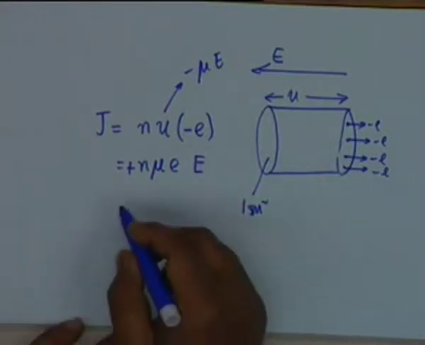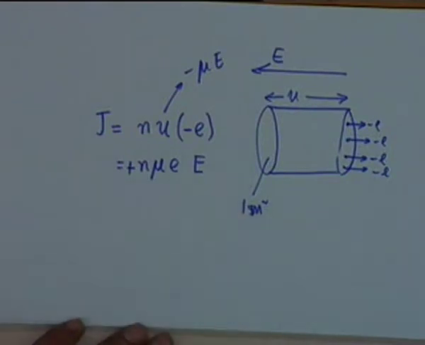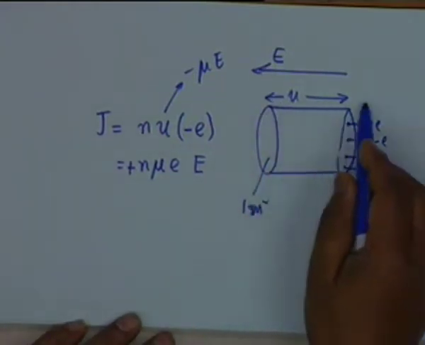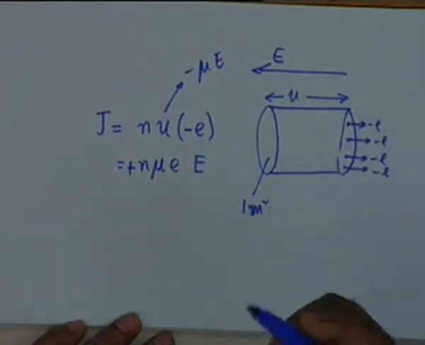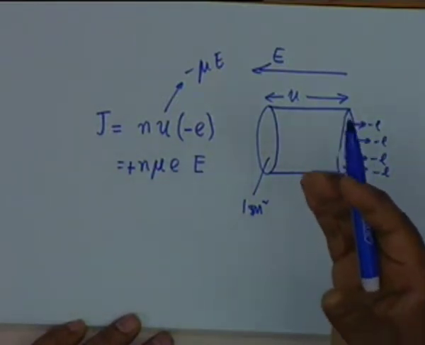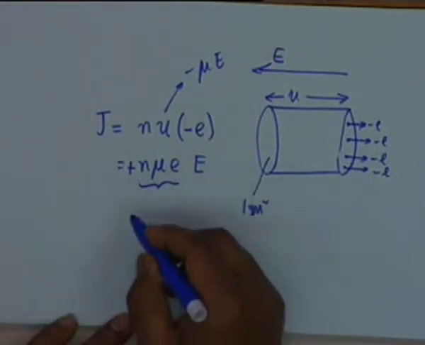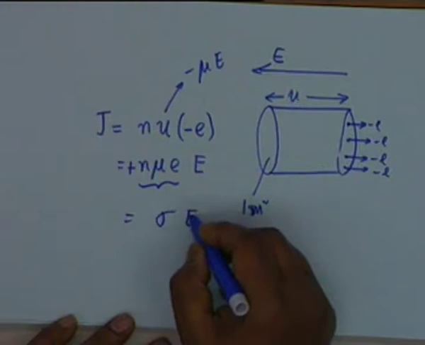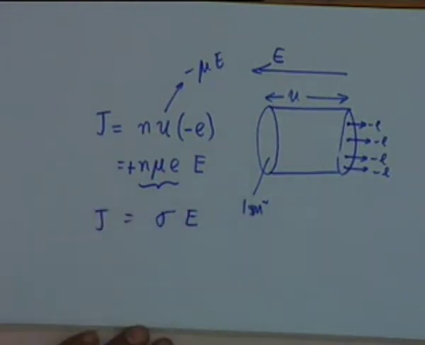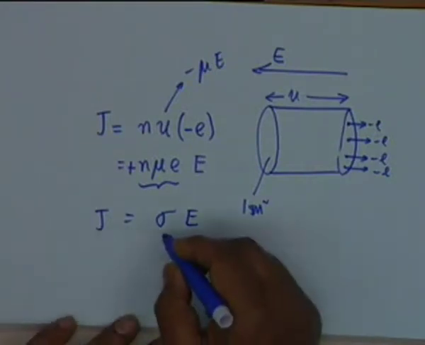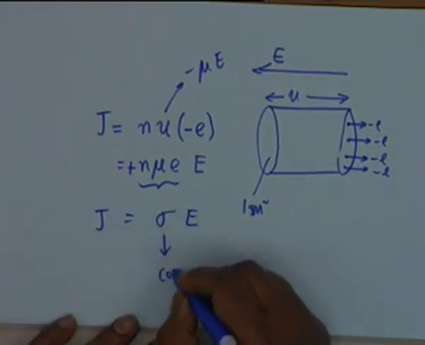all right, which I can write as, you see the current, which direction does the current flow? Current flows in the direction of the electric field, because the electron motion is in the opposite direction and it has negative charge, which is equivalent to a positive charge flowing in the direction of the electric field. This quantity n mu e, if I denote this by sigma, then I have the relationship current density is equal to sigma times E, and sigma is called the conductivity.